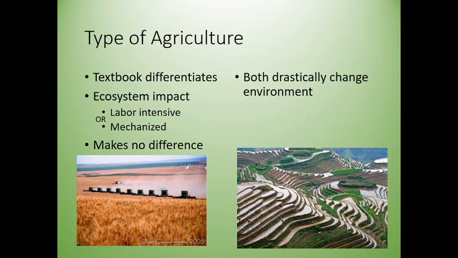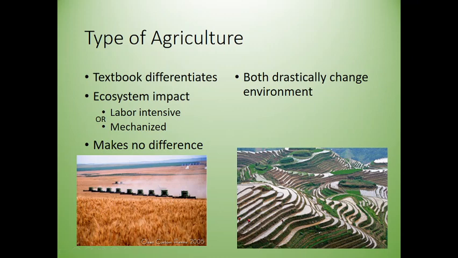So when we think about the different types of agriculture, the textbook really differentiates between labor-intensive versus mechanized agriculture, and I'm not really sure why the textbook does that. So it talks about growing rice in rice paddies. That's right here. Workers need to do a lot by hand, actually planting rice plants with their hands. Versus what we see here in the United States and Canada and Australia and parts of Europe, where it's all done via machines and big combines and things like that.